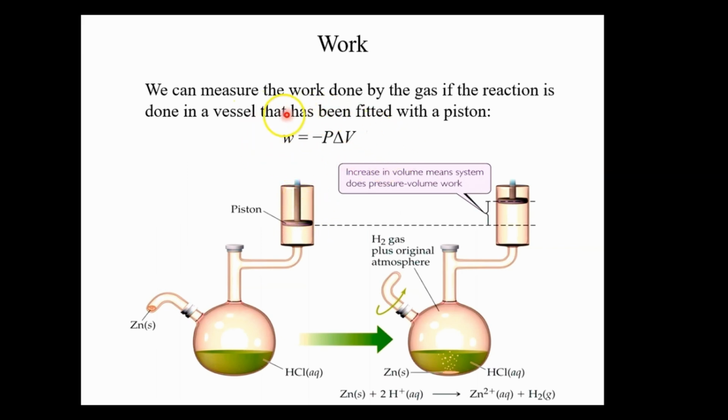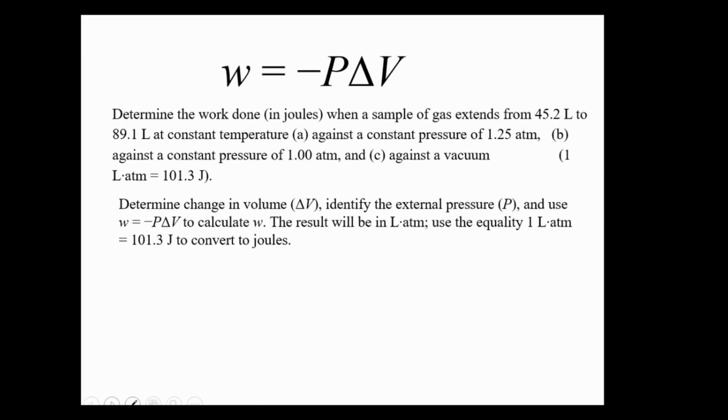So here's an equation for work. There's at least one homework problem like this one, and I always like to put one on the quiz. So here's a good example. Determine the work done in joules when a sample of gas expands from 45.2 liters to 89.1 liters at constant temperature against a constant pressure of 1.25 atmospheres and against a vacuum. All right, I think I'm just going to work part A.